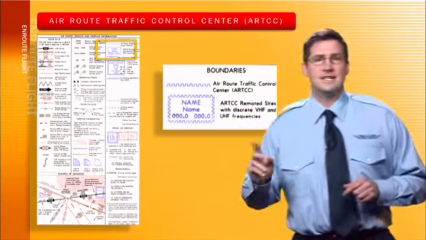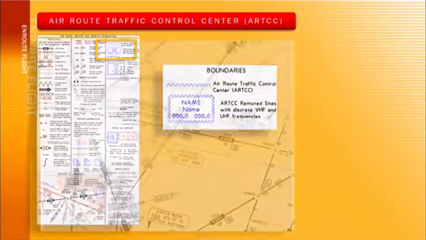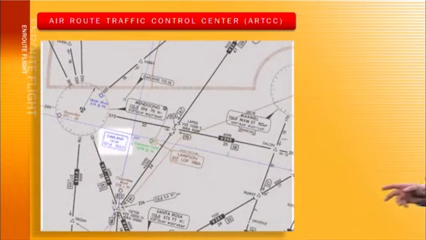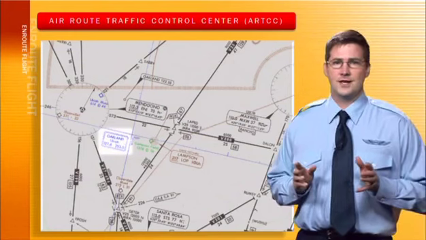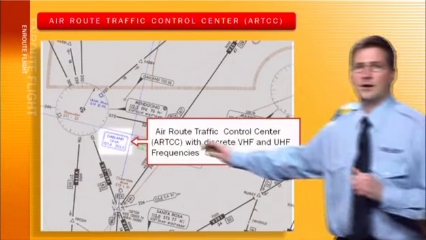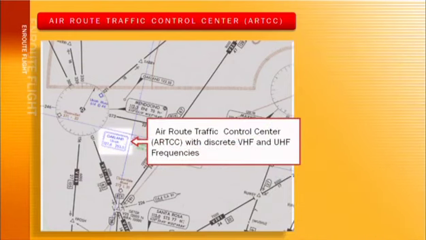Let's look on a chart and see if we can find a good example. Right below the data box for Mendocino VOR, we find this Air Route Control Center designation box. Here's an example right here. Oakland is the center name, and at the bottom of the box we have our VHF and UHF frequencies.